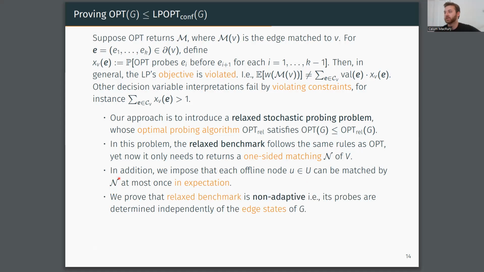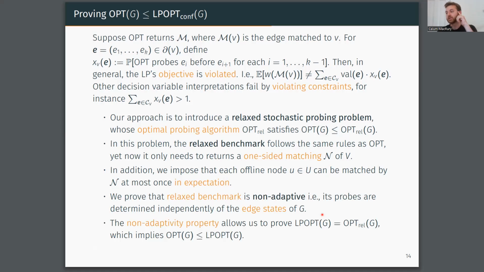What's really nice about this relaxed problem is that the benchmark is much simpler to describe. You can prove that it's non-adaptive, and what this means is that its probes are determined independently of the edge states of G. Using this property, we can exactly characterize our LP in terms of the value of the benchmark. And that means we can upper bound OPT(G) by LP-OPT(G).